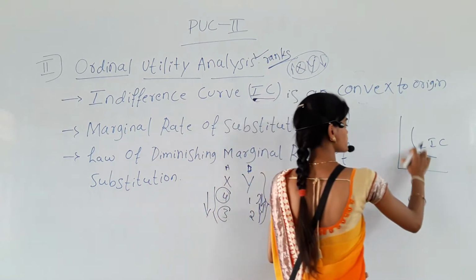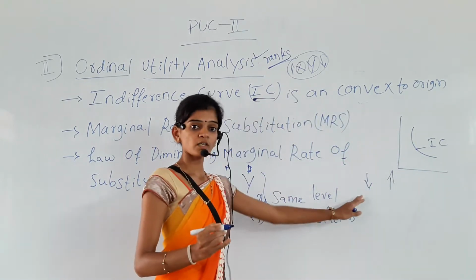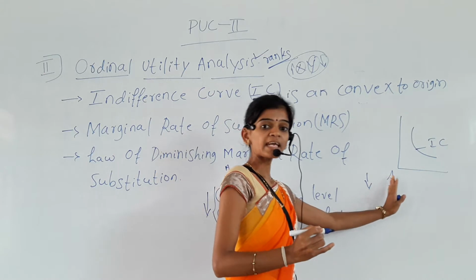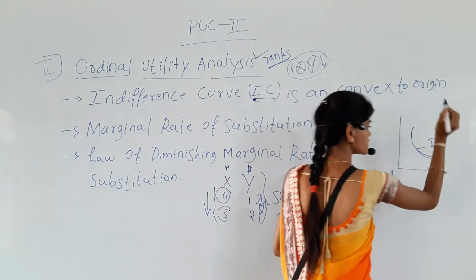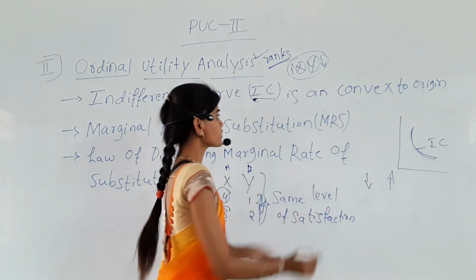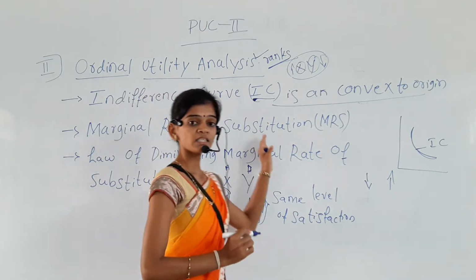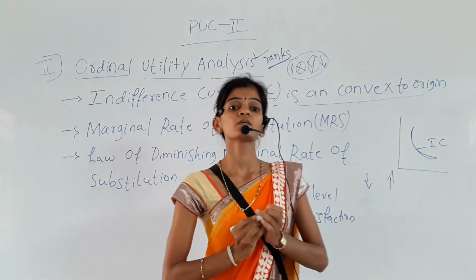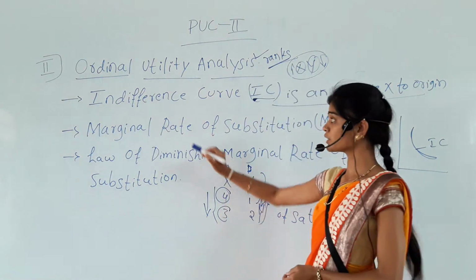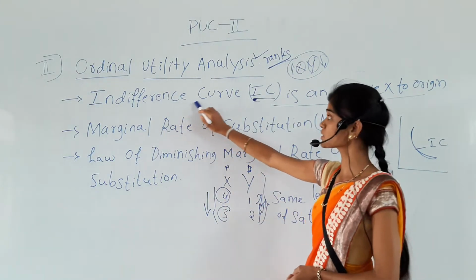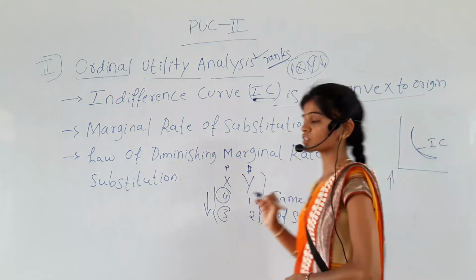Why is it convex to the origin? Because one good is decreasing while the other good is increasing, because of the additional unit of the other commodity. That's why the indifference curve is convex to the origin. So it is a 1 mark question: the indifference curve is convex to the origin. What is the indifference curve? Different goods that give a consumer equal satisfaction or equal utility, that is called the indifference curve. Next comes marginal rate of substitution.